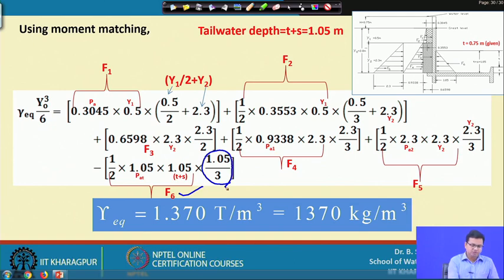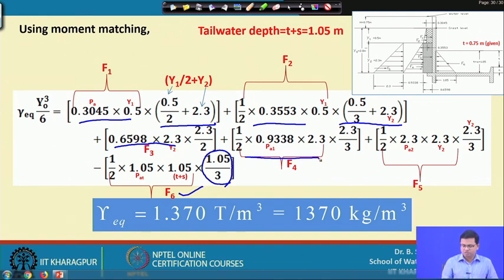So, this is F 1, this is F 2, this is the distance of the center of gravity from the x x axis, and similarly for the others. This is F 3, this is F 4, this is F 5, and this is F 6, which is negative. By equating the moments, you will get gamma equivalent equal to 13.7470 kg per meter square. The same procedure is followed as I have told you in the previous bits.